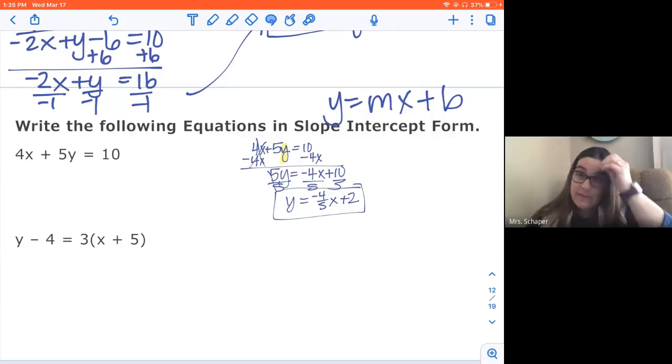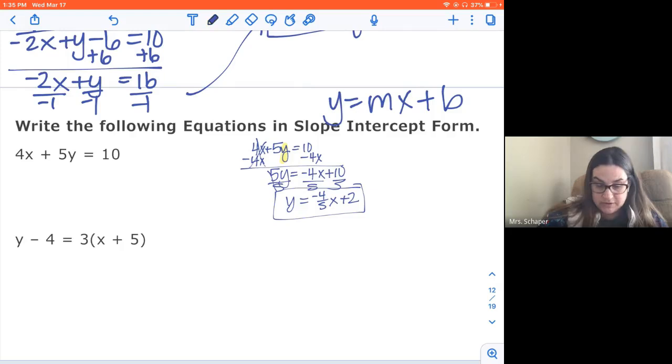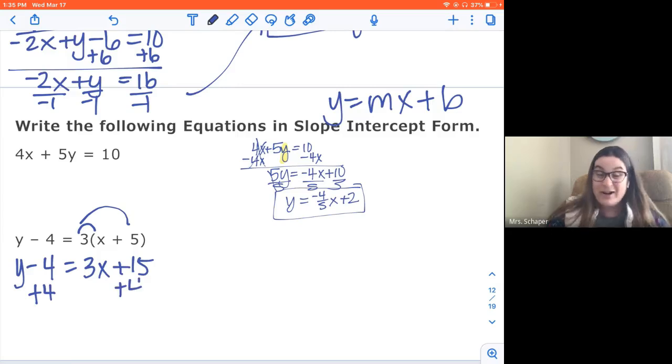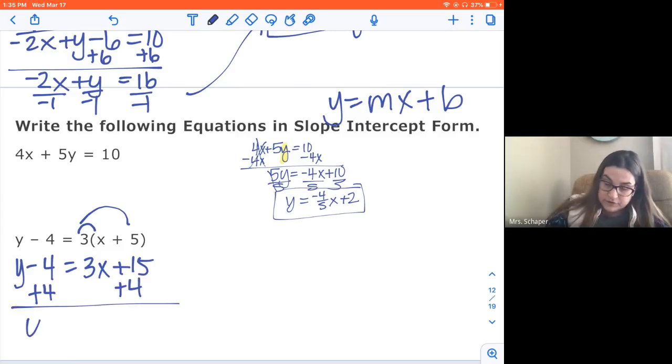All right, one more example and then you get some work time. Here we go. I'm going to distribute. We always distribute first when we're rewriting or working with equations. So y minus 4 equals 3x plus 15. I'm going to add 4 to both sides because I already have x away from y, which is fantastic. So y equals 3x plus 19.